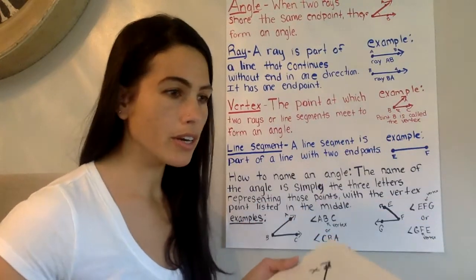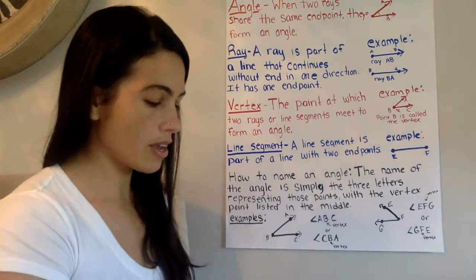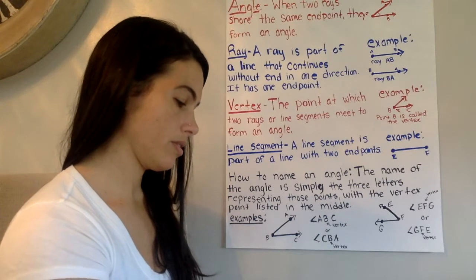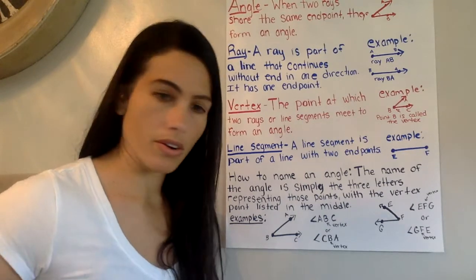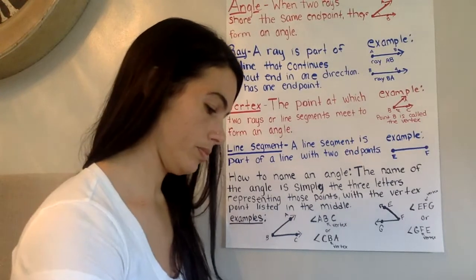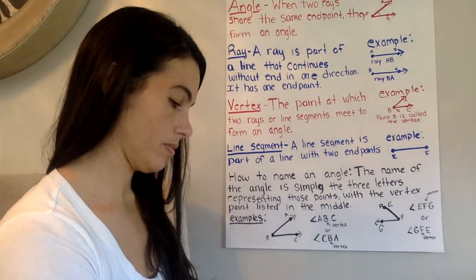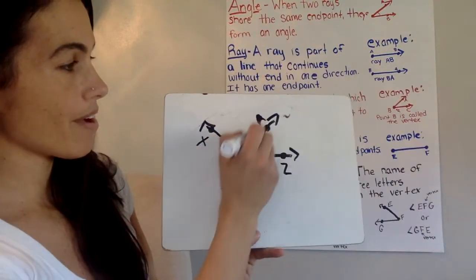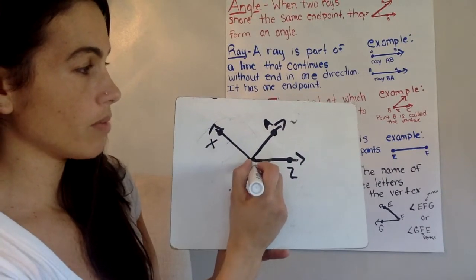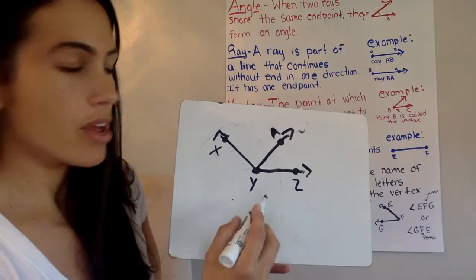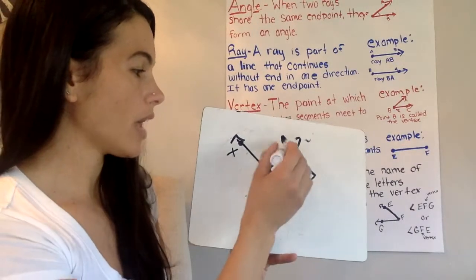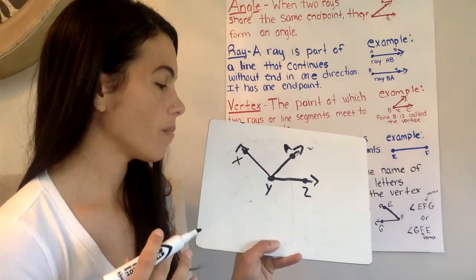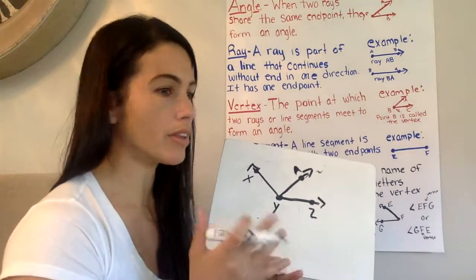When we get into measuring, you might see something like this, where you have three different rays coming together to meet at the vertex. It might say measure the angle AYZ. So then you know you're measuring this angle. So that's why it's important that we know what the letters of the angles are.